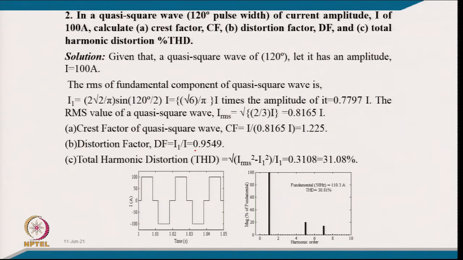31.08%. Why has this reduced to 31% from 48%? Because in this case, compared to the previous square wave, there are no triplen harmonics, either third or ninth harmonics, in this waveform. So, all the triplens are eliminated in the case of the 3-phase, and that is the reason for this reduction in the total harmonic distortion, or you can say this waveform is going to be closer to the sine wave.